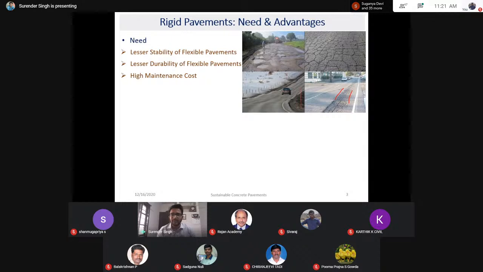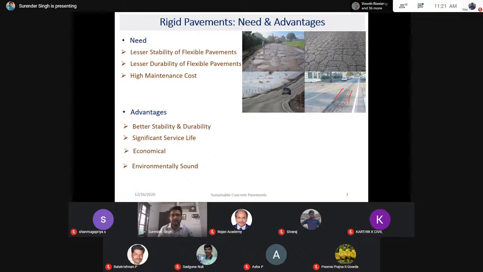And after every monsoon season, you have to provide one overlay. So that's why maintenance cost will be significantly higher. Right. On the other hand, if I talk about the concrete pavements, they are stable when there is a rainfall.